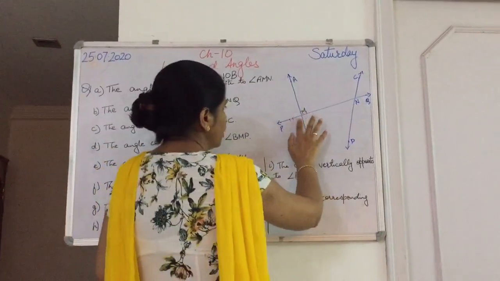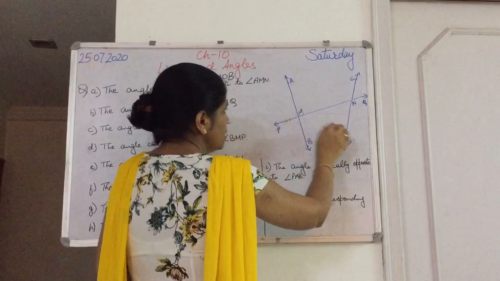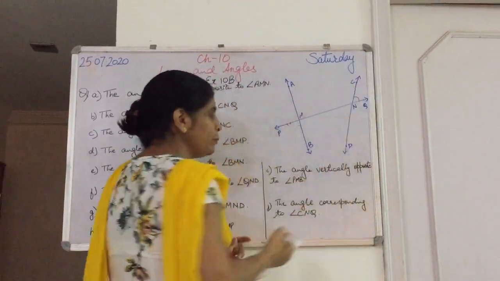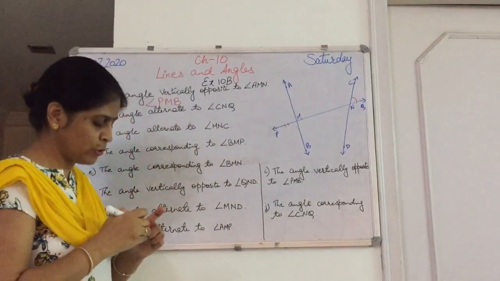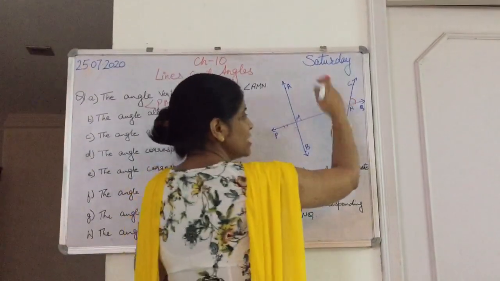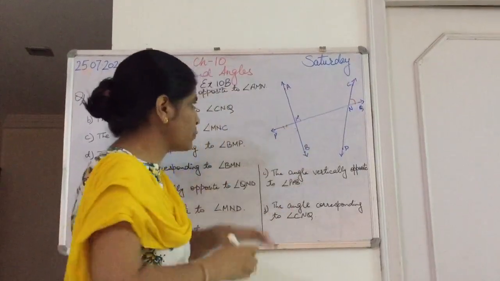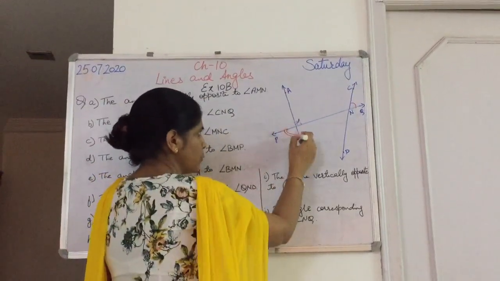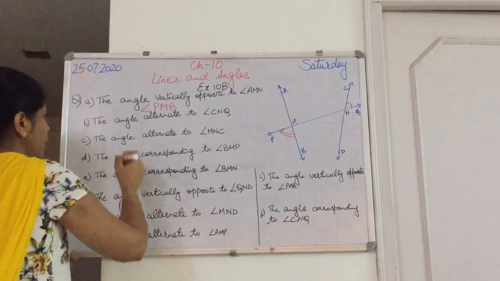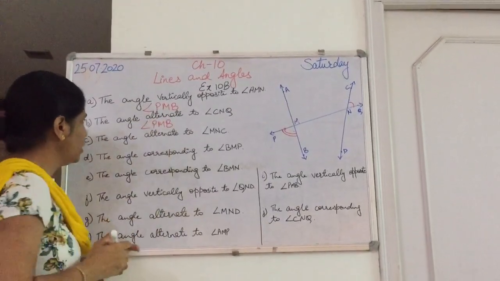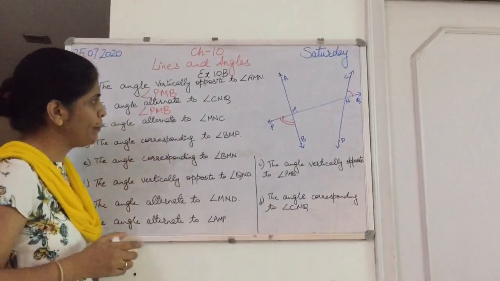Next is the angle alternate to C and Q. C and Q means this one. Alternate means, now students you can see that this is outside, so exterior angle. Alternate means opposite, so this one. Again this one. Clear? So again angle PMB.